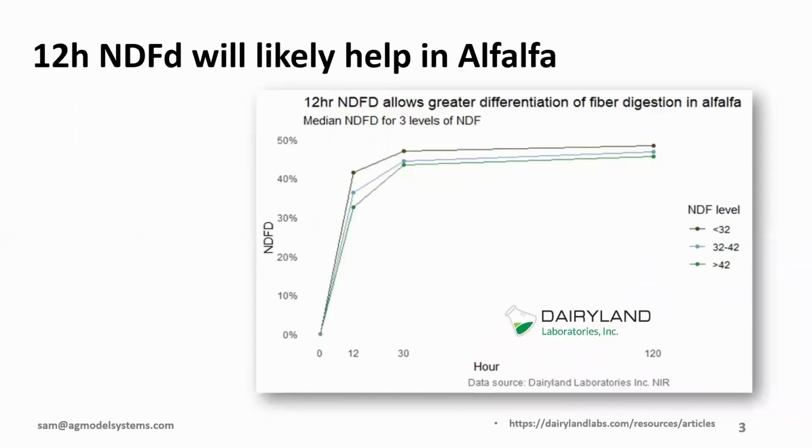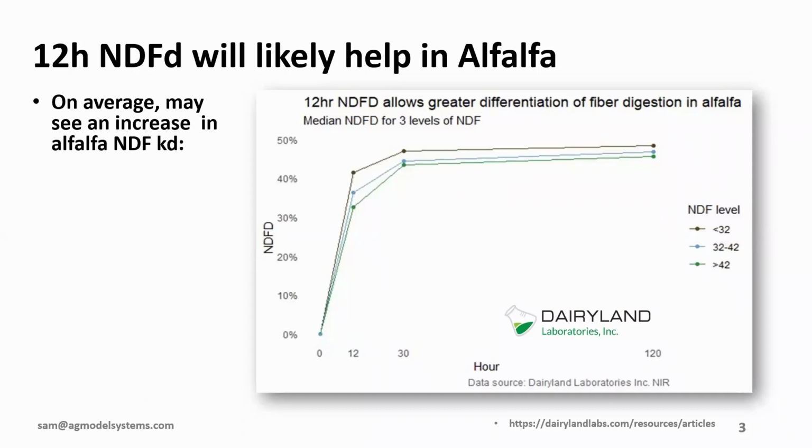So when we're talking about the 12-hour NDFd for alfalfa, this is using some of that Dairyland data, basically looking at 3 different levels of NDF. So that's how they kind of parsed apart this data set. And what it shows is that when you get to the later time points like 30 or 120, the differences between feeds of different levels of NDF kind of start to narrow up. But here in this earlier stage, you can see that some of these, especially low NDF alfalfa samples, tend to be a little bit different than the high NDF alfalfa samples. And when we're doing our calibrations for NDFd, this is something that probably will become important to think about, because that 12-hour number probably gives us a little bit of a better understanding of the variation in a given forage.